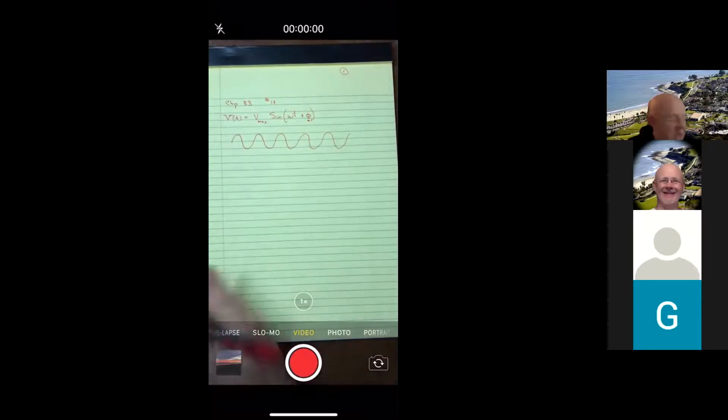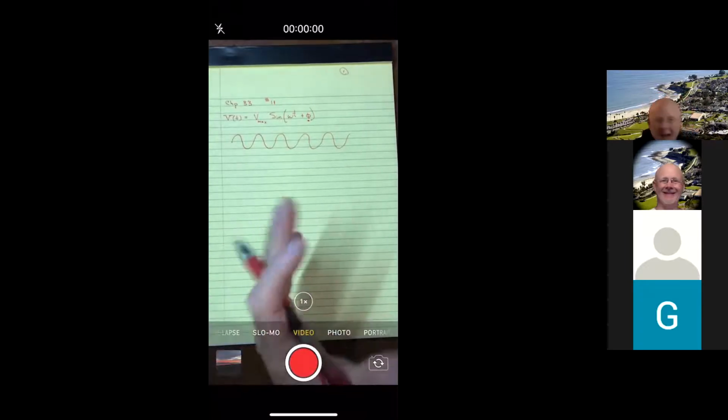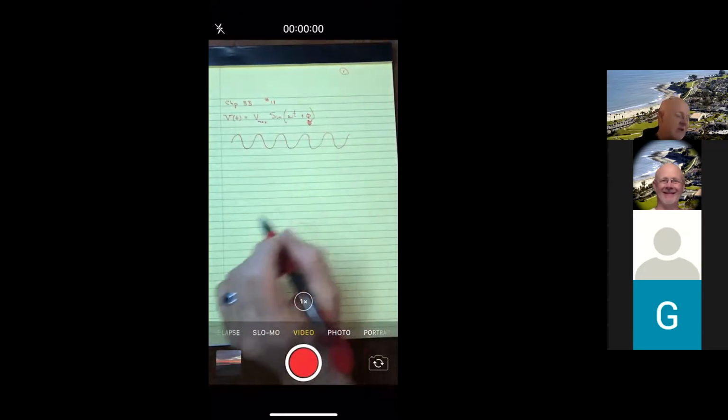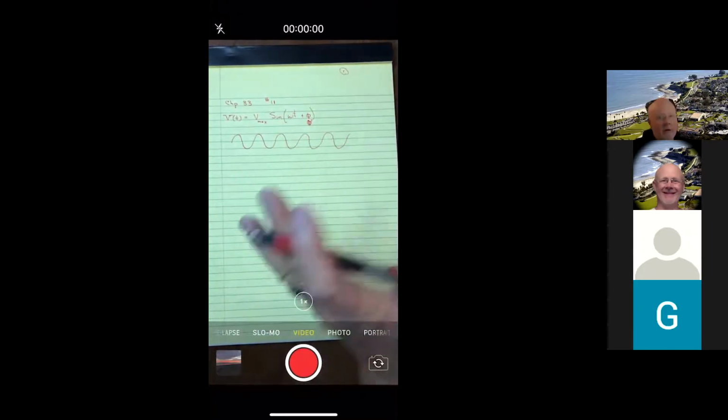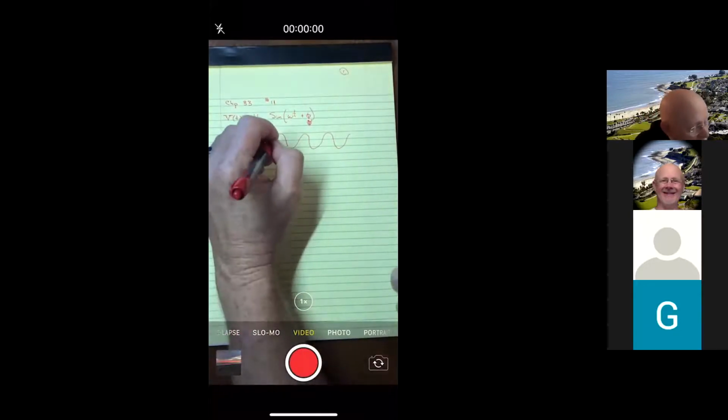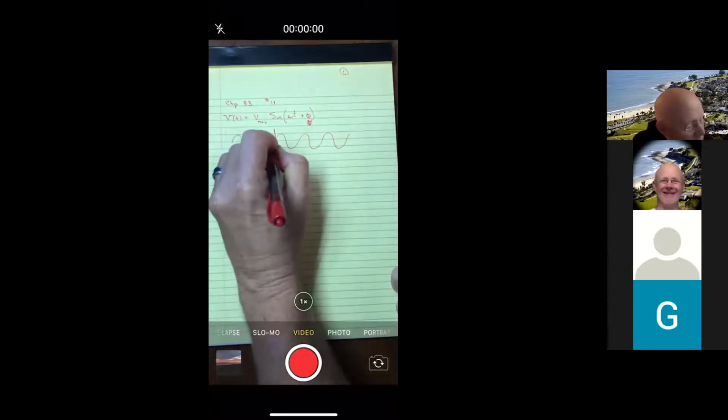Sometimes a minus cosine is useful. Sometimes even a minus sine is useful. But usually some kind of phase like 30 degrees isn't very helpful. So for my case, since I don't really need the phase or anything about it, I'm going to put my time equals 0 right here.